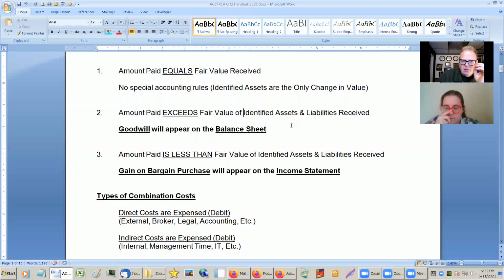Okay, if the amount paid exceeds the fair value of identified assets, so the amount you pay is more than the identified assets. We kind of just went over this. Goodwill will appear on the balance sheet. The unidentified asset of goodwill.